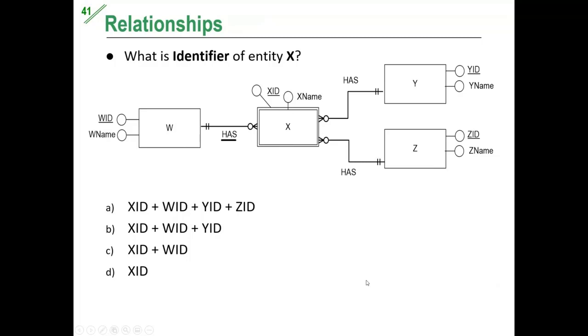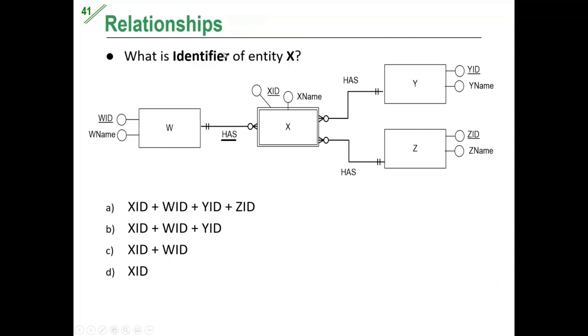Right, I have a question for you. Imagine that you have this model. I need the answer. The question is, what is the identifier for the entity X? This is entity X. Is it answer A? Is it B? Is it C? Or is it D? I'll give you 1 minute.